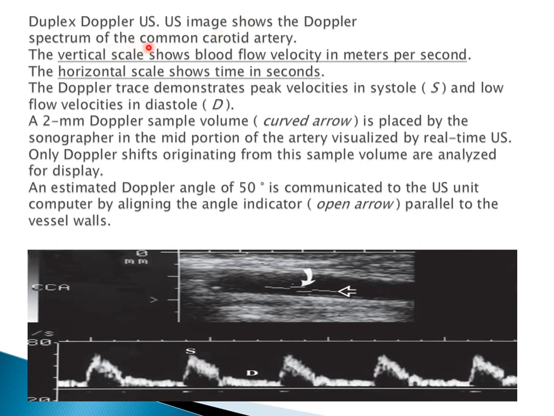The image shows the Doppler spectrum of the common carotid artery. This is the velocity, and this is the time. We have peak systolic velocity and diastolic velocity, and we count it in meters per second.